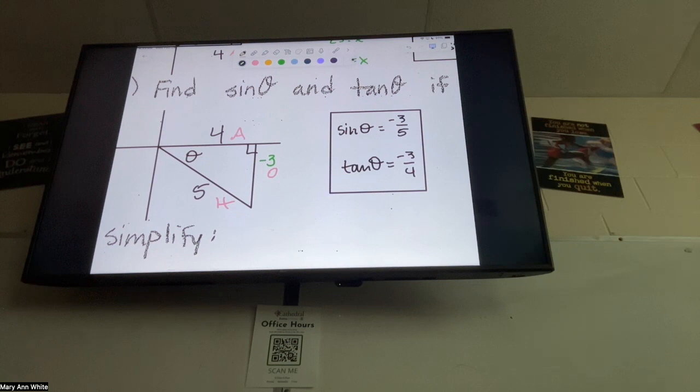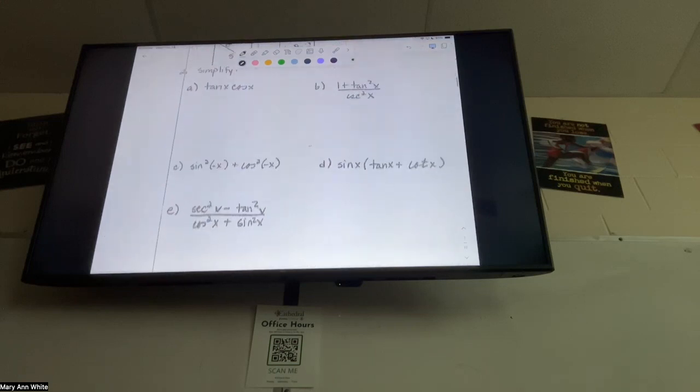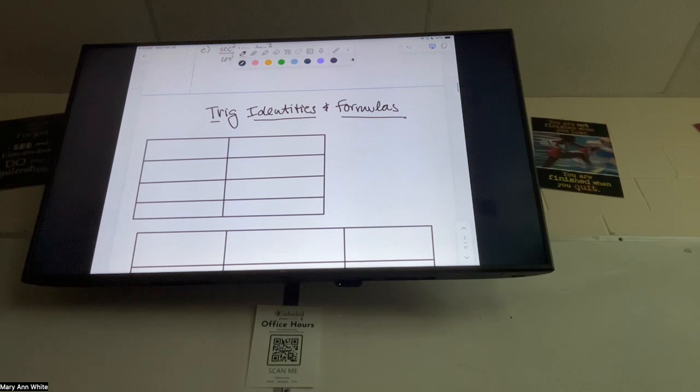All right, let's start building our identity sheet. So go ahead and put your notes off to the side for a second. Get your lined paper. The first few identities I'm going to teach you, I think you already know. I think we've already kind of reviewed them. And so I am going to jump down. I just added a page in here and I labeled the sheet trig identities and formulas.